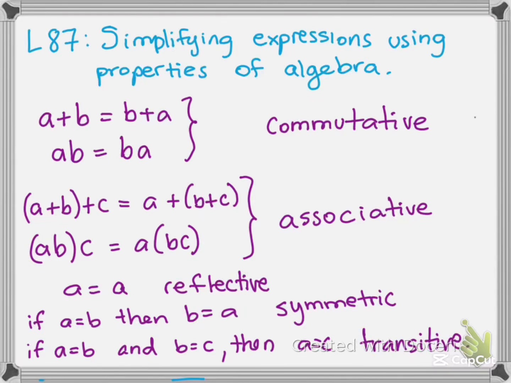Lesson 87, Simplifying Expressions Using Properties of Algebra. These are things that you've learned in the past, but maybe you don't know the names. The commutative property is when we can move the numbers around and the answer is not affected. For example, 5 plus 3 is the same as 3 plus 5.